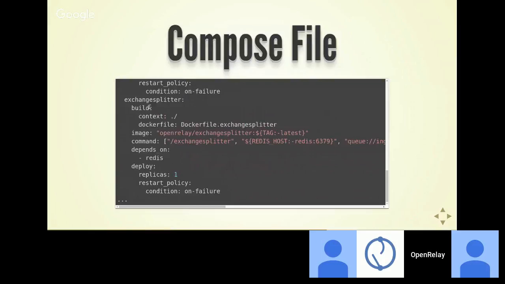Lastly, we also have the exchange splitter service. This goes on and on. I'm not going to bore you with all of these, but basically each service follows the same pattern. We have how we build the image's name, the command that we're going to run, what it depends on, and whether and how to restart it if it fails.